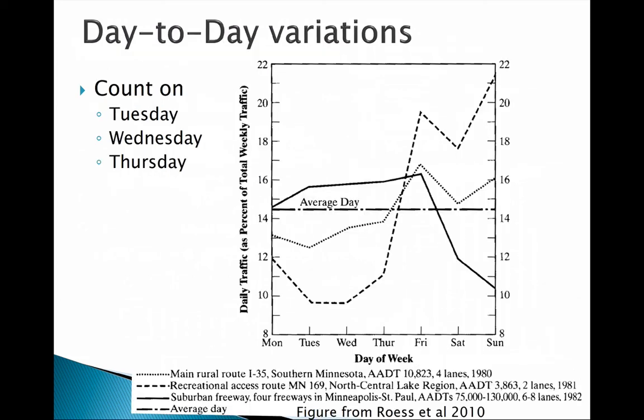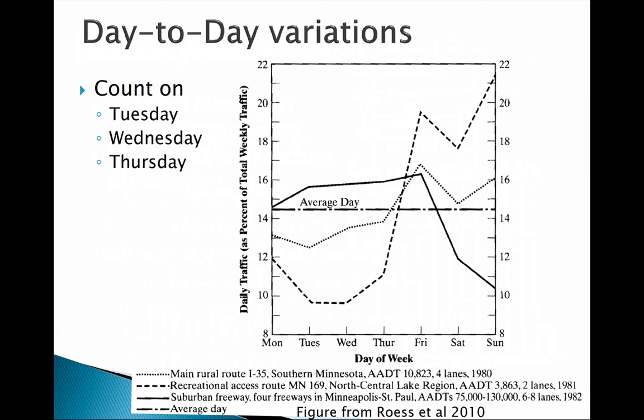And then within a week, you can imagine the day-to-day changes a lot. Weekends are much different than weekdays, and depending on the facility, weekends could be higher or lower. If it's a commuter facility for jobs, it's going to be higher during the week. If it's a recreational facility, it could be higher on the weekends. So typically we're looking at midweek. We try to focus our counts on Tuesday, Wednesday, and Thursday.